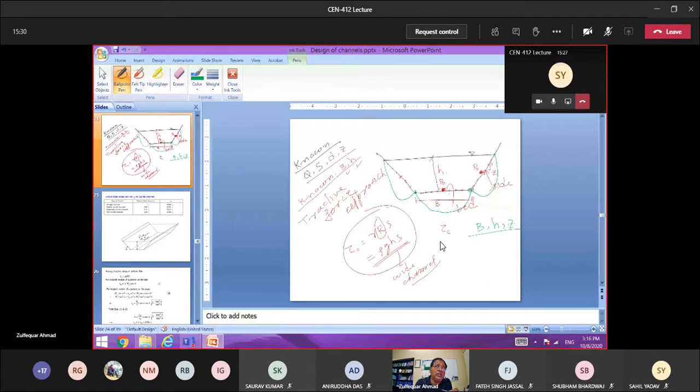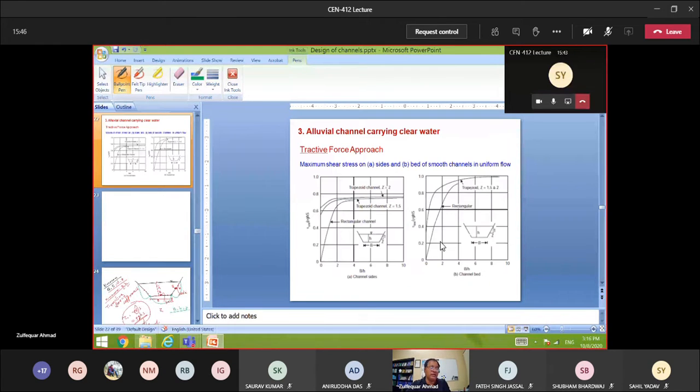We are not going into the distribution here; we are touching the maximum because we have to check the stability of this particle. Then we are interested in the maximum shear stress which is acting. Now you can see this graph. The first one is the channel side, and you have this channel, and the first one is the rectangular channel.